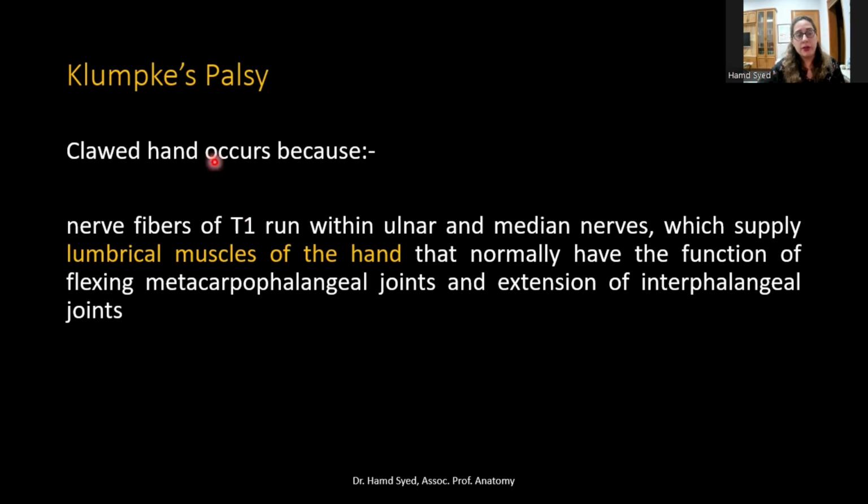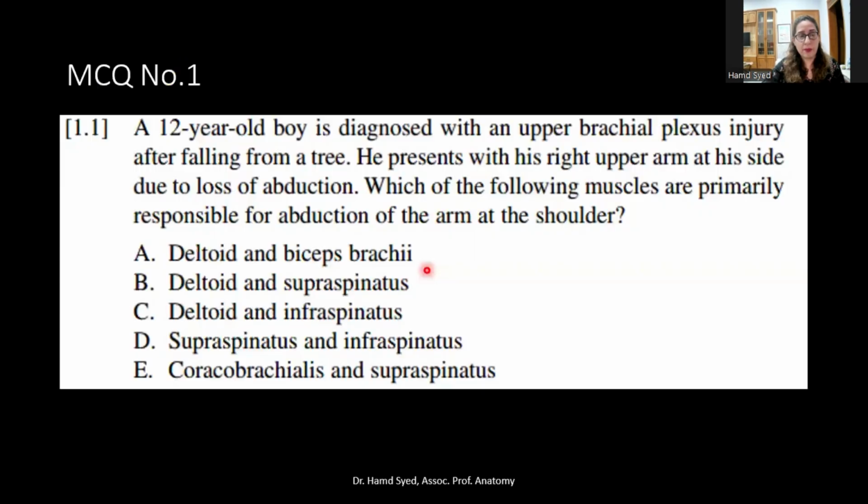The clawed hand occurs because nerve fibers of T1 run within ulnar and median nerves, which are supplying the lumbrical muscles of the hand that normally have the function of flexing metacarpophalangeal joints and extending interphalangeal joints. So since this action is going to be lost, then the opposing muscles will produce the deformity of the claw hand. Now that we've discussed the applied aspect of the brachial plexus, we are going to now apply that knowledge in solving a few MCQs related to this topic.